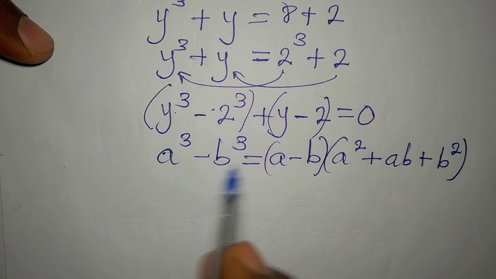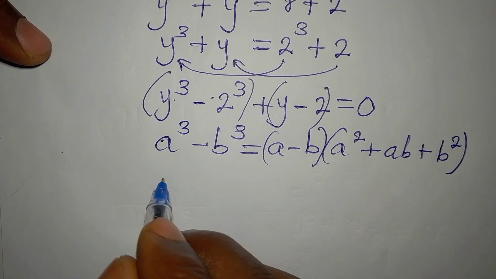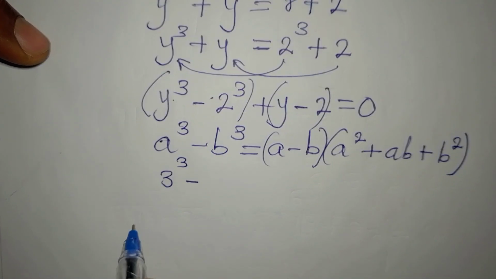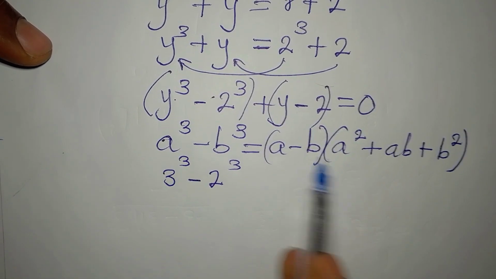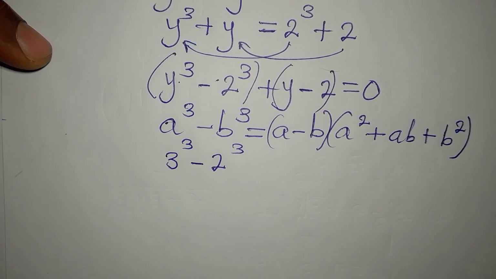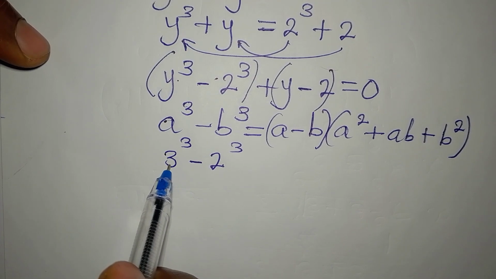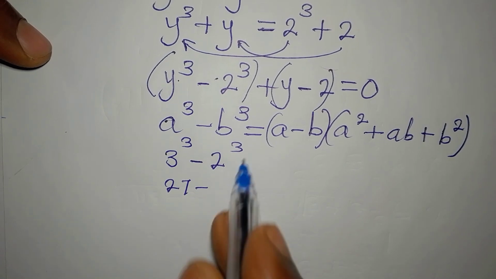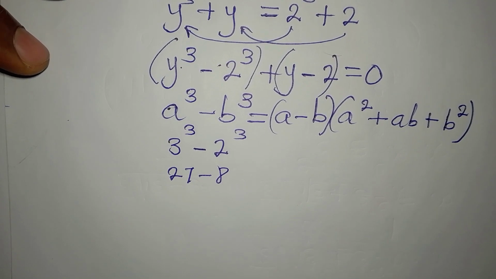Now let's use this same standard to evaluate figures like 3 to the power of 3 minus 2 to the power of 3. Let's put this in this form and see if it's going to give us the right value so that you can learn. Remember, 3 to the power of 3 is 27, then minus 2 to the power of 3 is 8. So when you subtract this, you will have 19, right? So this should give 19.